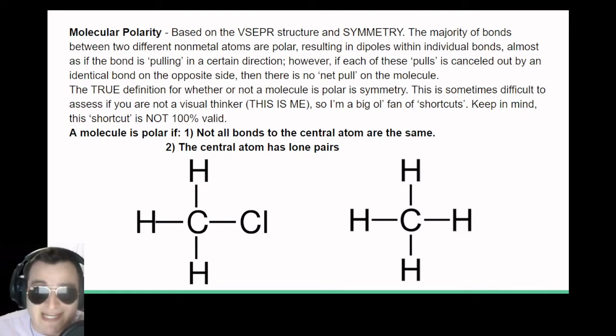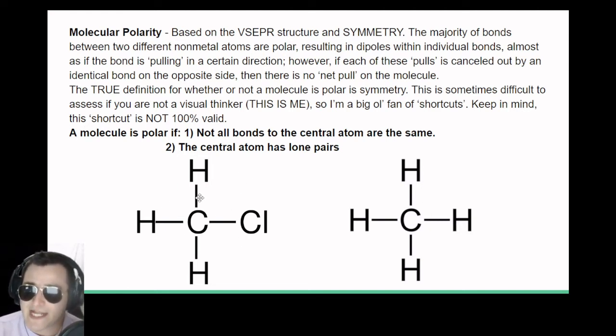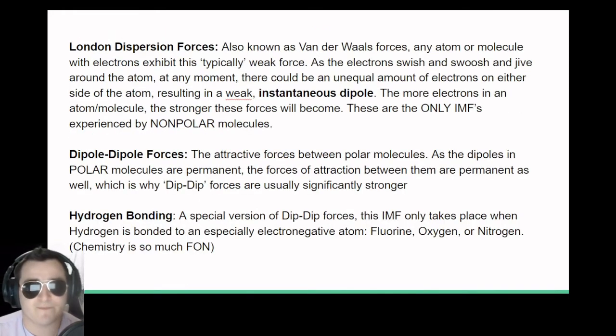So these are very, very niche exceptions to this rule that you're largely not going to see. If you internalize those 2 things: if the central atom is attached to more than one type of thing, that's going to be polar. And if our central atom has lone pairs, that's going to be polar. Okay? You can pretty much take that to the bank, even at the AP level.